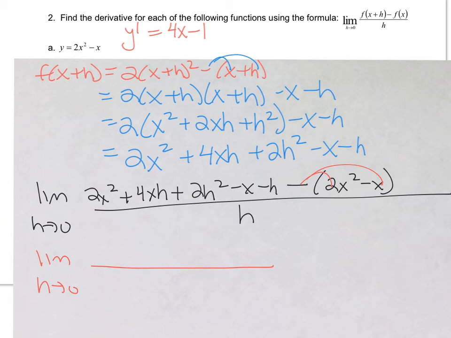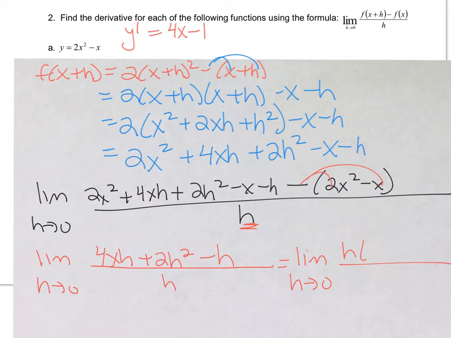And we can't plug in 0 yet because the denominator is h. So simplifying, 2x squared minus 2x squared is 0. Then we have 4xh plus 2h squared. And we have negative x minus negative x is also 0. So we're left with just that h. So now we can factor out an h in our numerator and simplify.